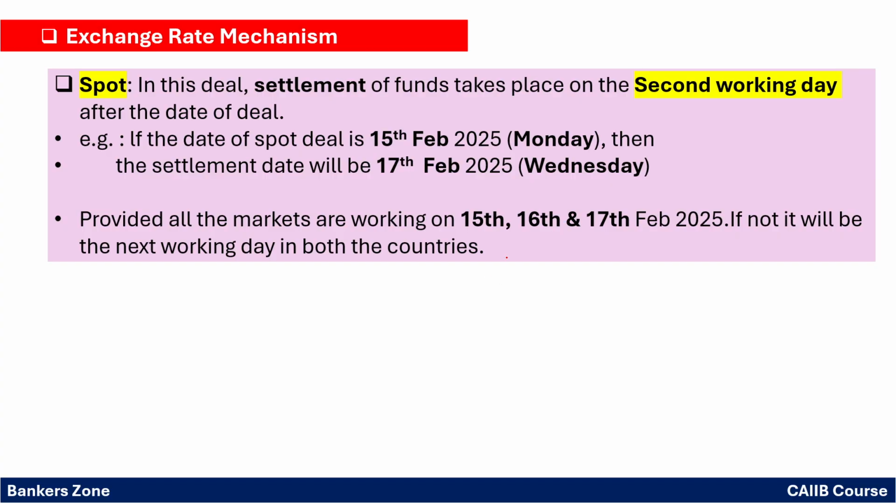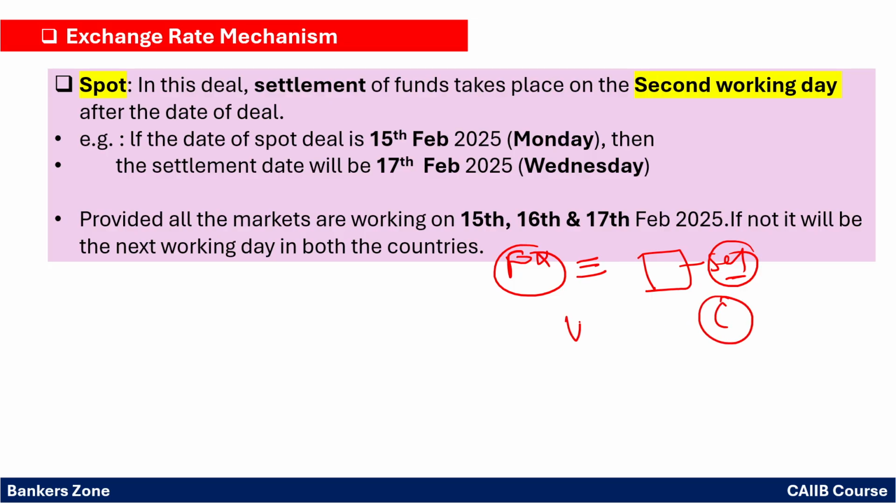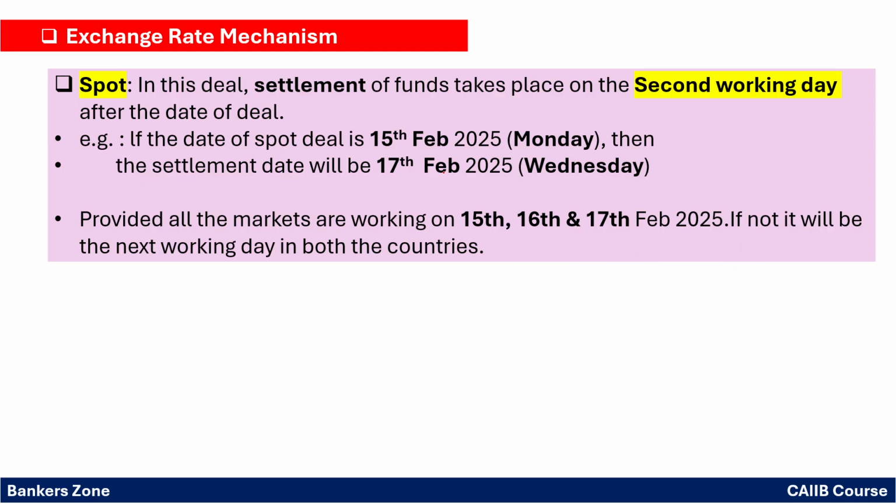See, in Forex, in any deal, what is important is that whenever you enter into the deal and do the settlement, it must be a working day in both countries, right? So in the case of spot, how many days are involved in total? Three days are involved. The date of deal, then one day you have to pass, then a day after that, the second working day, is your settlement date. That means three continuous days must be working days to recognize it as a spot. Otherwise, the next working day will be the settlement date.